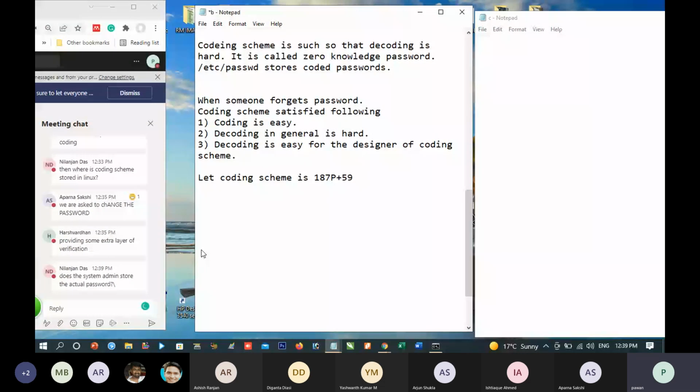No, the system administrator will not know the actual password. The system administrator has designed the coding scheme, and I will tell you what the system administrator knows and what the operating system knows. Is it correct? The operating system knows the coding scheme, but the system administrator knows the method of designing the coding scheme. So there is a difference between these two. Is it correct?